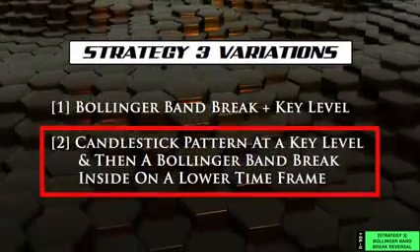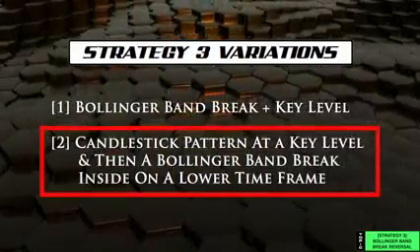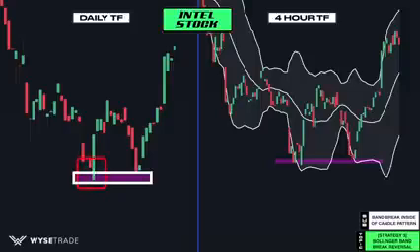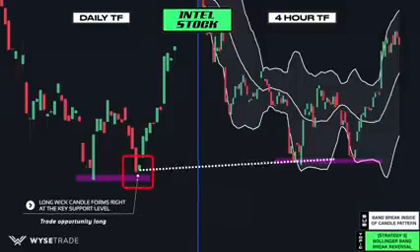Identifying a candlestick pattern at a key level and then looking inside on a lower time frame for a Bollinger Band break. So on the left is the Intel stock daily time frame, and on the right is the Intel stock 4-hour time frame. This reversal point here gives you your key level. As price came back down, you had a long wick candle form right at the key level, which presented a long trade opportunity. The trade setup here is this same area here on the 4-hour time frame.